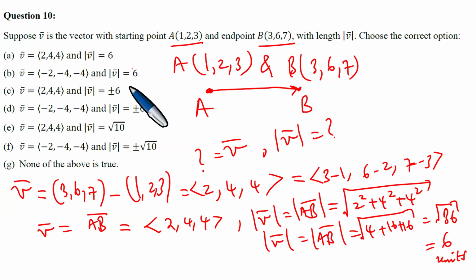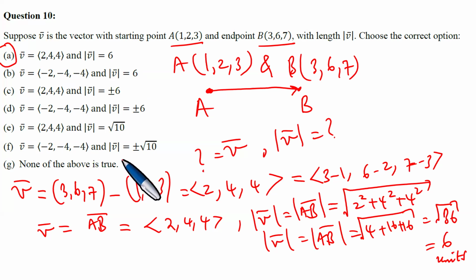So to tell which one is the correct result, we are able to see that option A is indeed the correct answer. The vector V has the coordinates 2, 4, and 4, but the length of the vector V is 6 units.